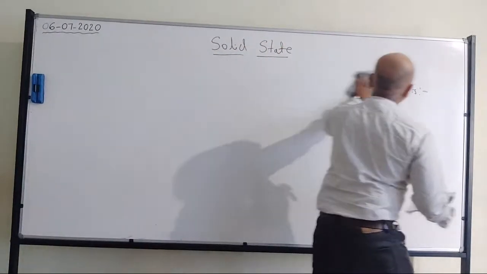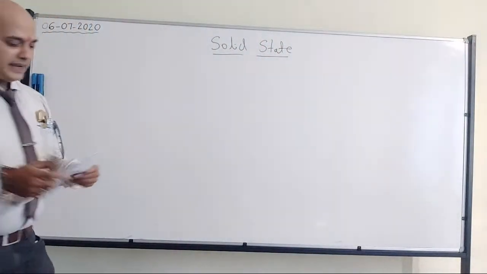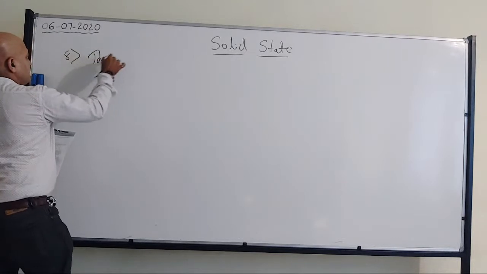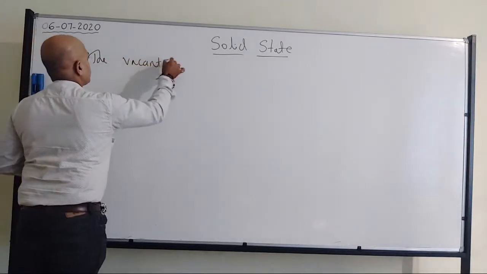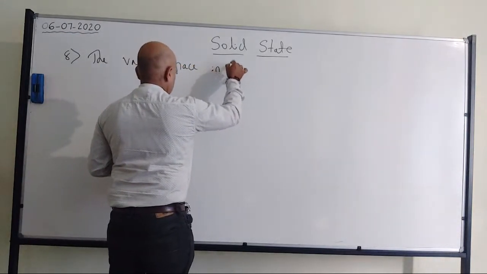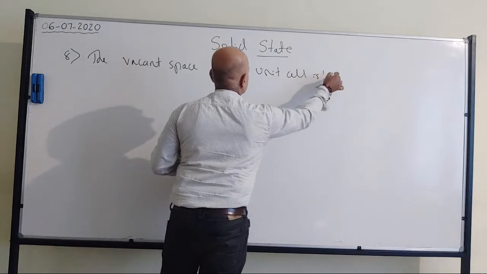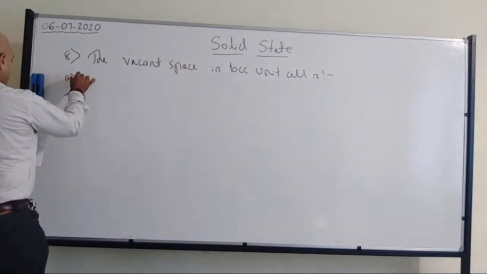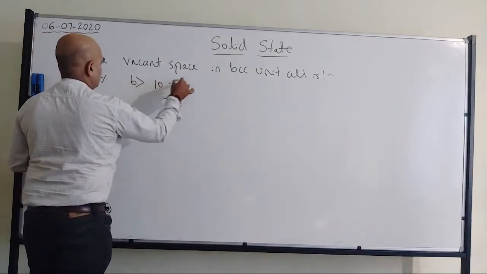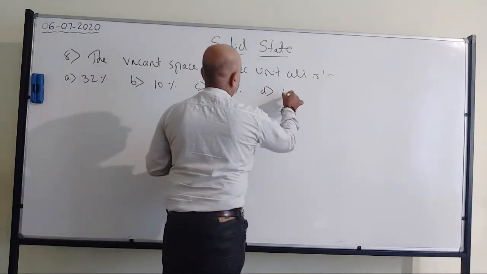So we will move to the next question. That is question number 8. The vacant space in BCC unit cell is: option A 32%, option B 10%, option C 23% and option D 46%.